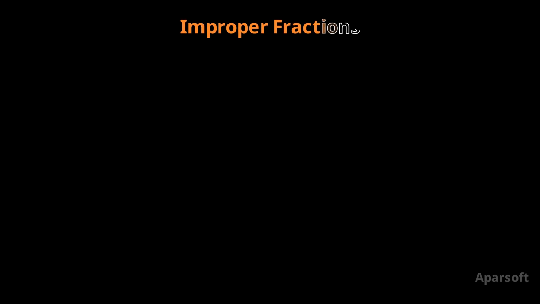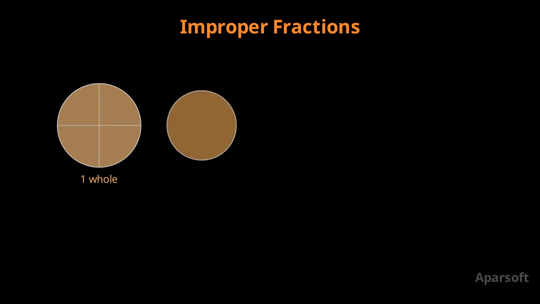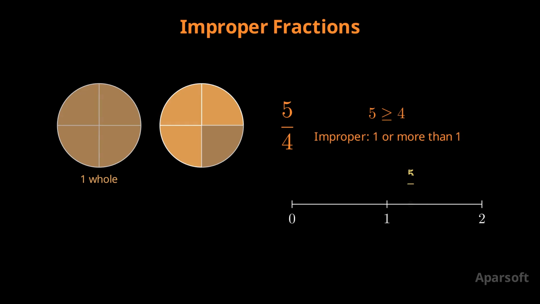But what if you have more slices than one whole pizza can hold? Meet the improper fraction. Suppose you need to have 5 slices, but each pizza has only 4 slices. What do we do in that case? 4 slices make one whole pizza, and you have one more slice on the side. We write this as 5/4. Since 5 is greater than 4, you have more than one whole pizza. On the number line, 5/4 sits past 1, between 1 and 2. Improper fractions are not wrong or bad. Improper just means the value is 1 or more. They are perfectly valid fractions.